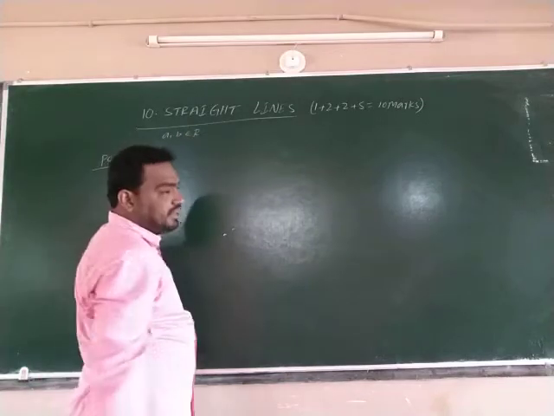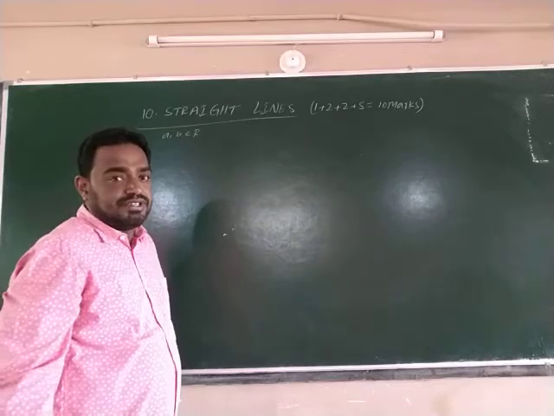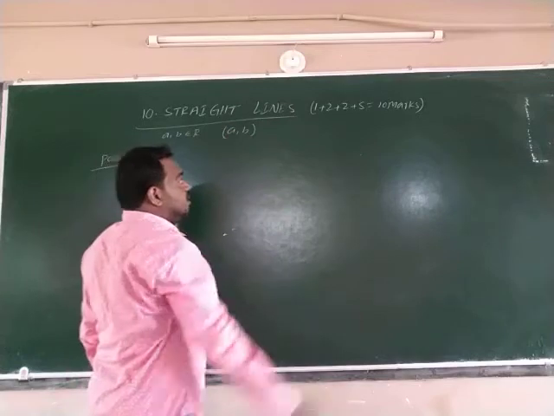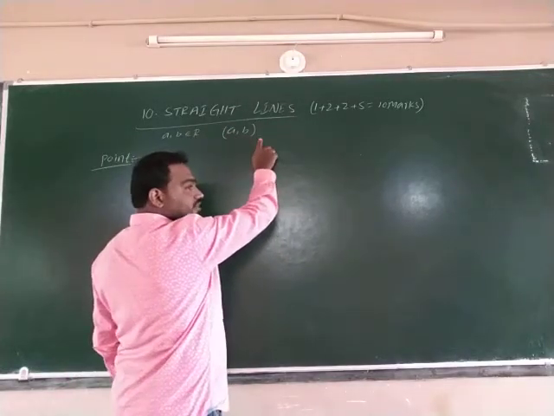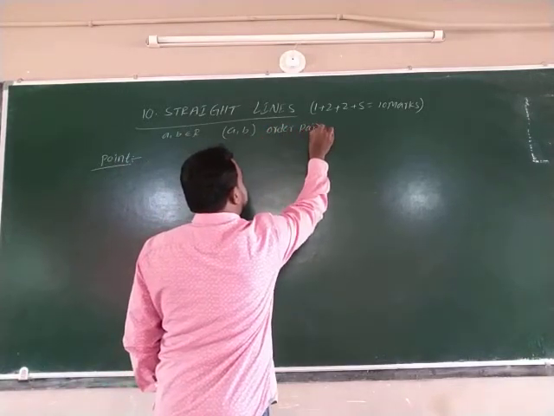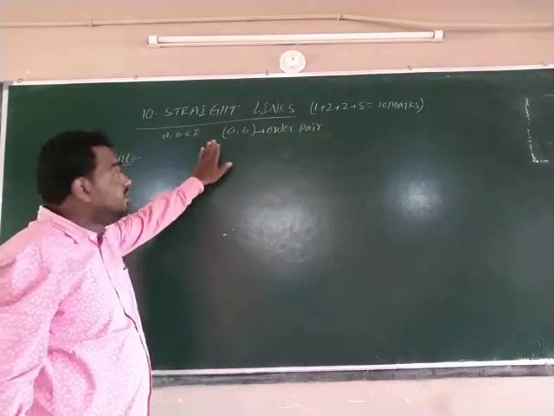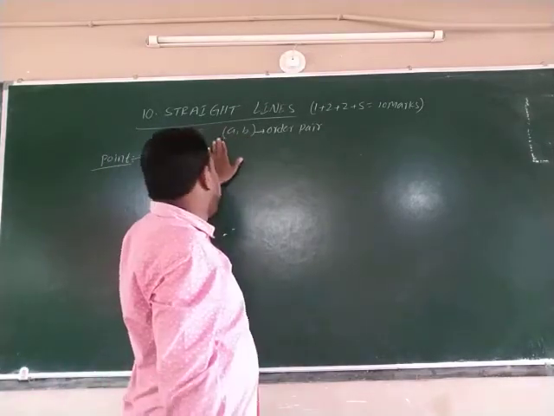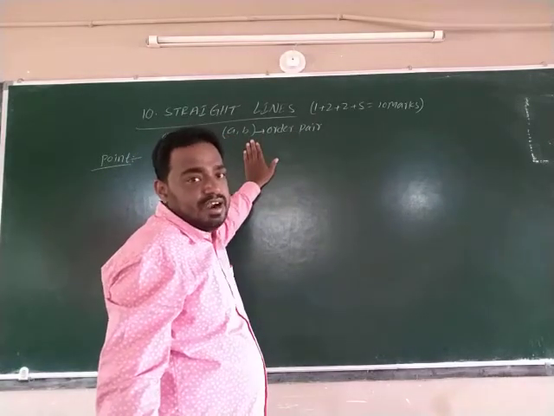A comma b belongs to R, a comma b are any two real numbers. Then open interval of a comma b, if you write like this, is called order pair. This is the order pair. a comma b are any two real numbers, then (a, b) is called order pair. That means now we don't treat it as an open interval. This part a comma b is called order pair. If you are writing this symbol, this is called order pair.